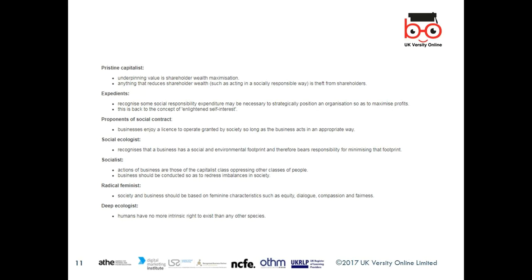Radical feminist: society and the business should be based on characteristics such as equality, dialogue, compassion and fairness. So all these are the qualities.